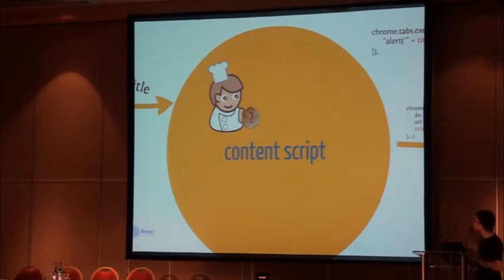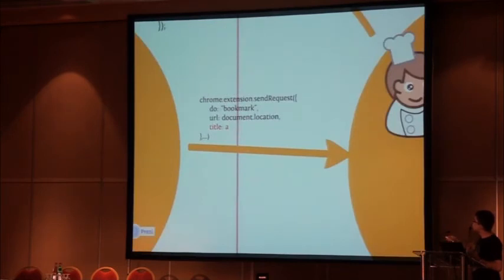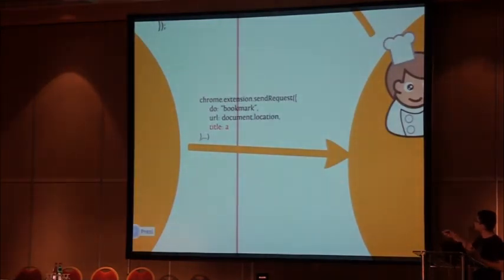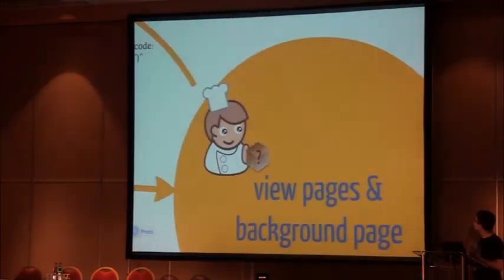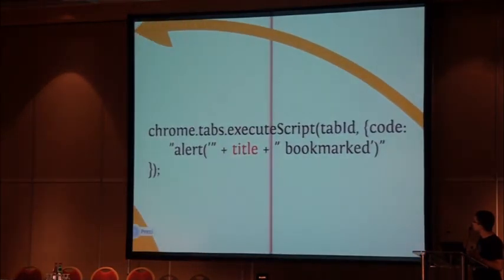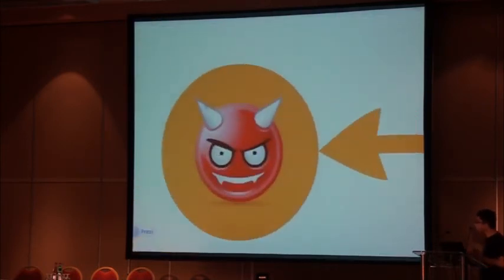But most of the time, what happens is that the content script forwards it to the view page. The view page does its stuff, and then calls a new content script, Chrome tabs execute script. This is the function to instantiate a new content script. And of course, it does so insecurely by appending strings without validation, without any form of input filtering. Yeah, and we have the XSS.